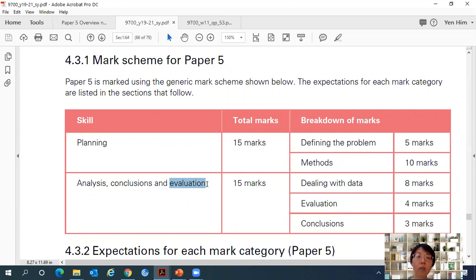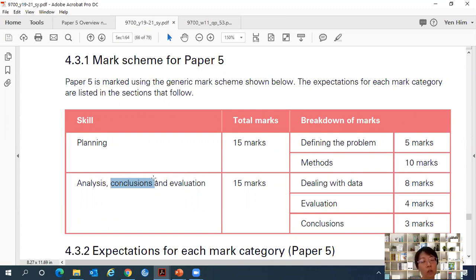What are the areas that you need to improve on? Is it the apparatus you need to improve on? The control variables you need to improve on? Replicates you need to improve on, and so on. Okay, conclusions. So, conclusion from the results.